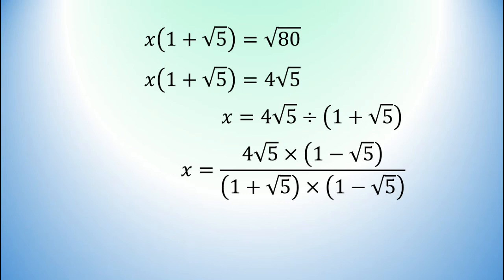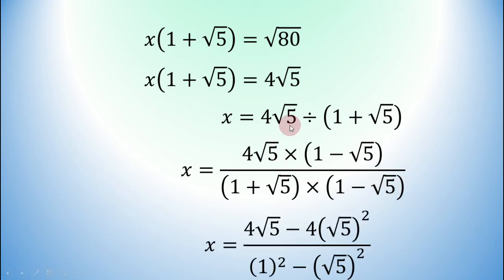Now you have to follow the same procedure. You have to multiply both numerator and the denominator by the conjugate of the denominator. Here the denominator is 1 plus root 5. Then the conjugate is 1 minus root 5. Then in the numerator, 4 root 5 into 1 is 4 root 5. 4 root 5 multiplied by root 5 is 5 into 4. Root 5 squared is 5.